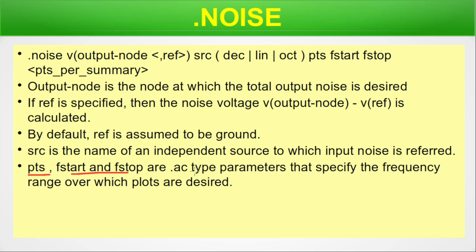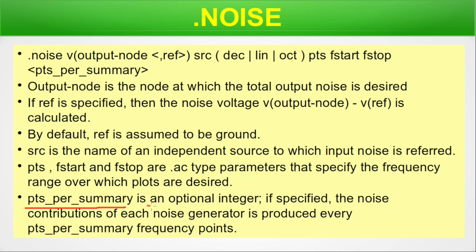PTS, F start and F stop are the AC type parameters that we have already seen, and these specify the frequency range over which the plots are desired. So this is the starting to the ending frequency, and these are the number of points that we want in our graph or in the data, whatever is applicable. PTS per summary is an optional integer. If it is specified, the noise contribution of each noise generator is produced every PTS per summary frequency points. So that is the detail of the .noise command. And now let us move on to the next slide to see some examples.